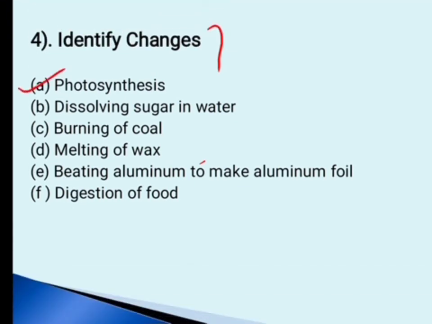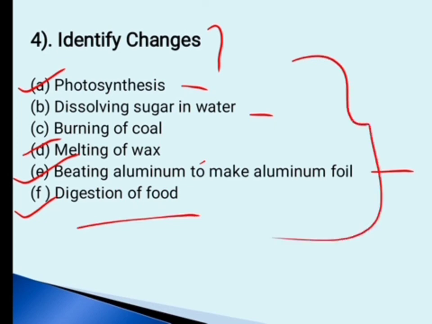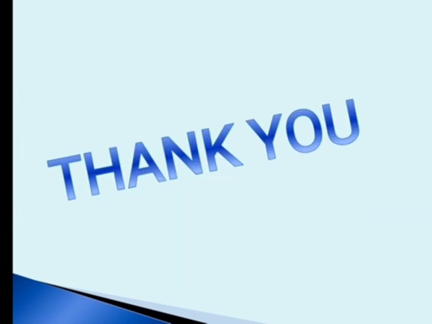And the last question is, identify changes. First process is photosynthesis, whether it is chemical or physical change. Similarly, dissolving sugar in water is a chemical or physical change. You have to write here. Burning of coal. Similarly, melting of wax and beating aluminium to make aluminium foil. Is it chemical change or physical change? And digestion of food. Write down their changes. I hope you understand the chapter and all topics. Thank you.